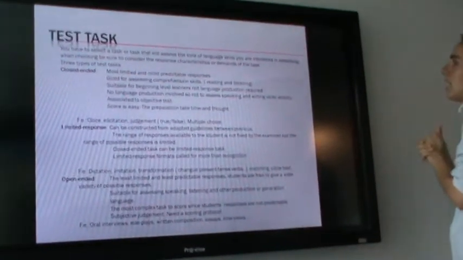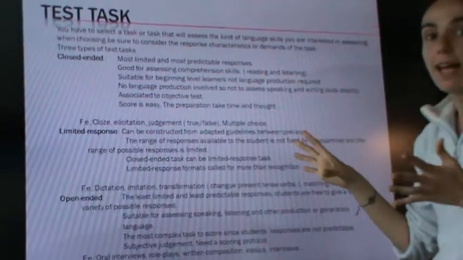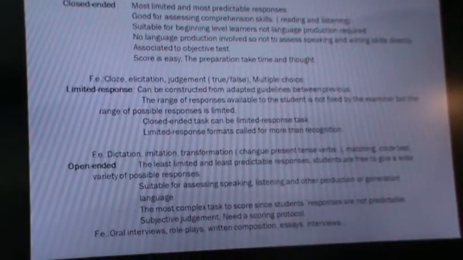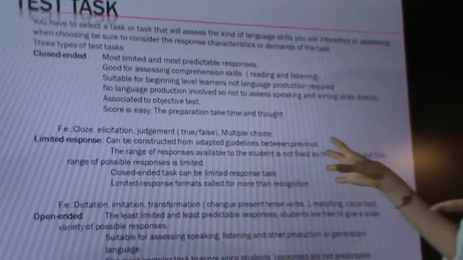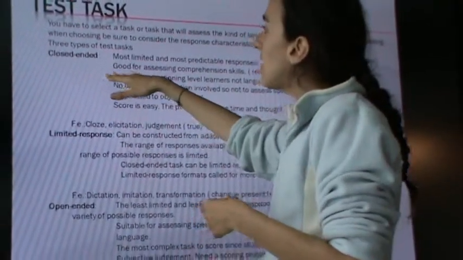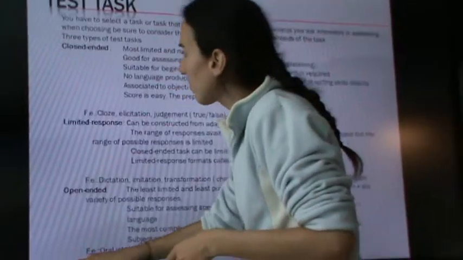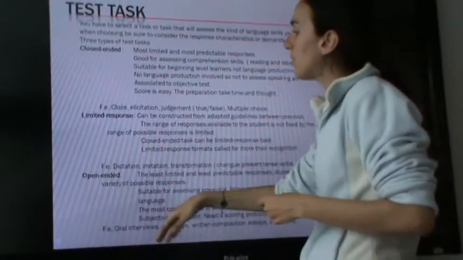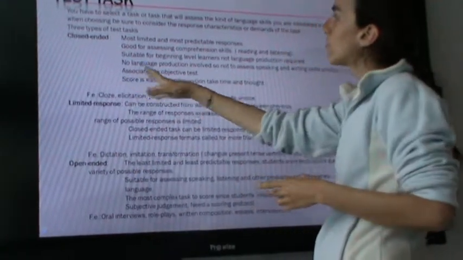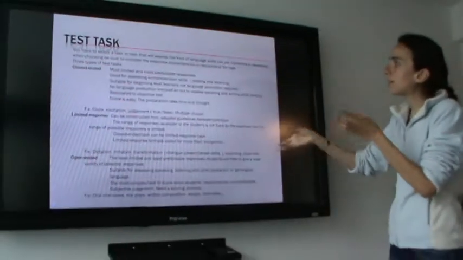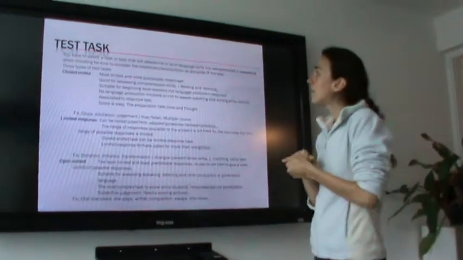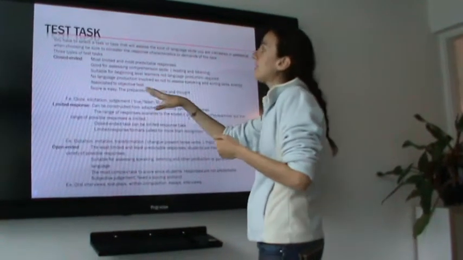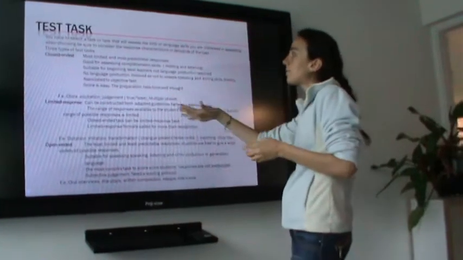Task. You have to select a task in the test, and you have to assess this task. There are three types of tasks: close-ended, limited response, and open-ended. Close-ended tasks are similar to the ones that we have seen before. They are limited and they have predictable responses.